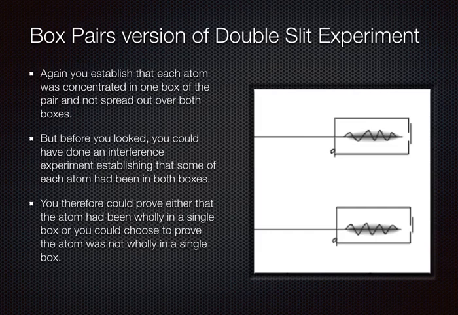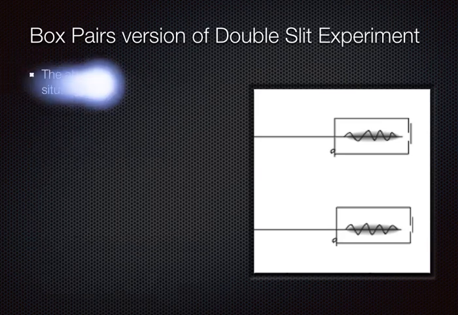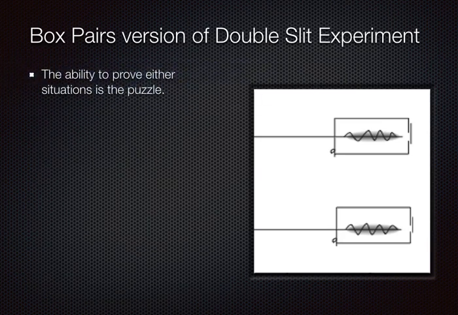Two totally different contradictory things. You can choose to prove either of two contradictory situations. So the ability to prove either situation is the puzzle. This is at the heart of everything quantum.